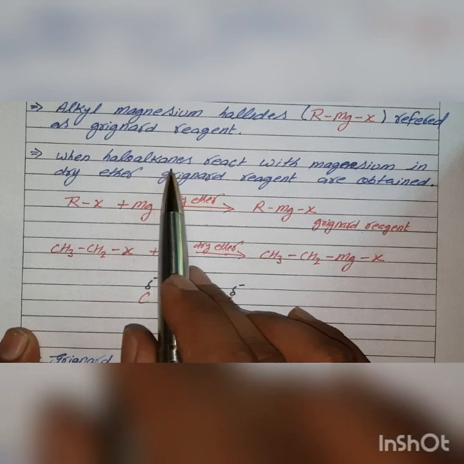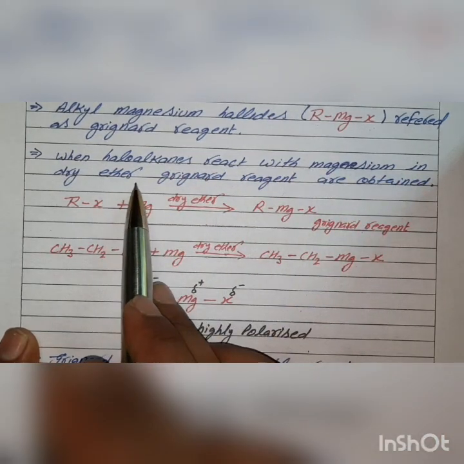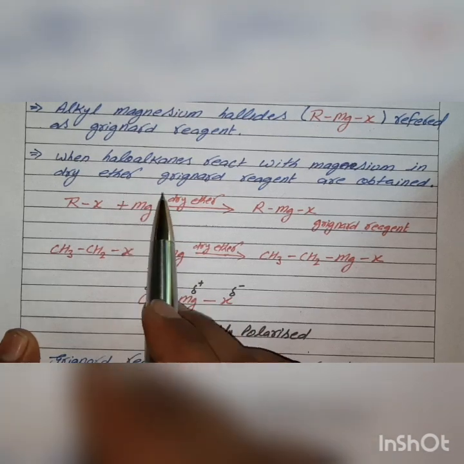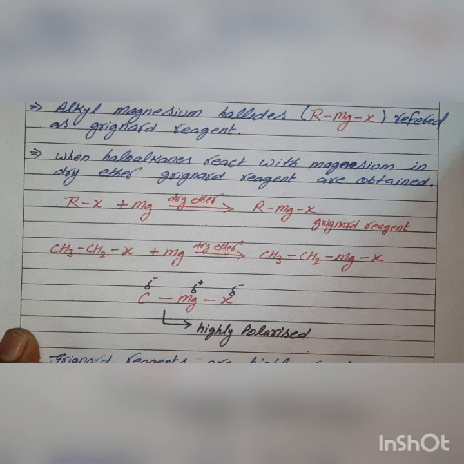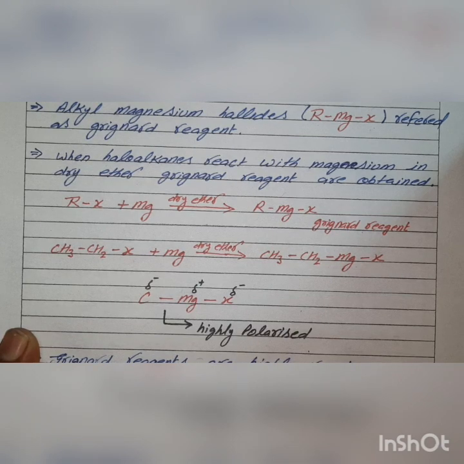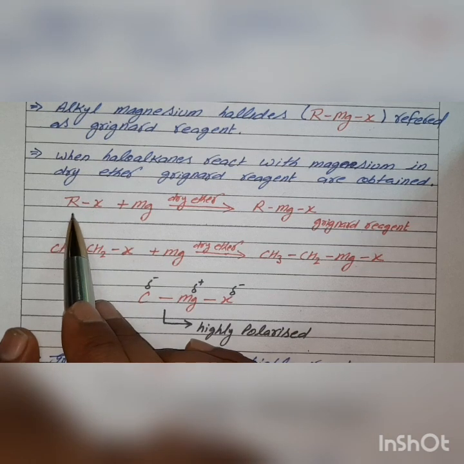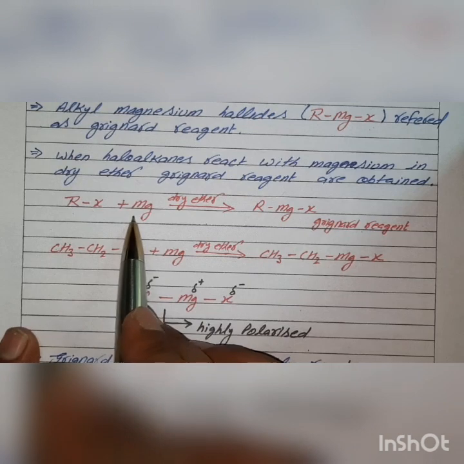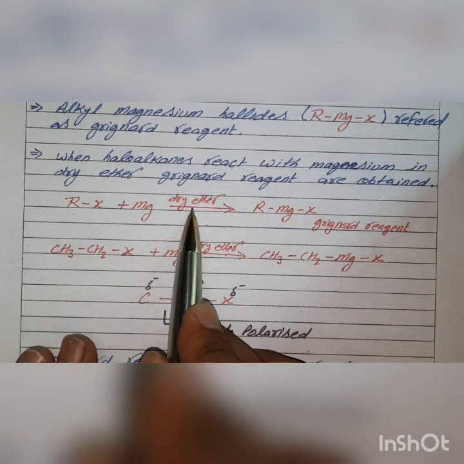When haloalkanes react with magnesium in dry ether, Grignard reagents are obtained. Just like RX, which is a haloalkane, when it reacts with Mg, magnesium, in the presence of dry ether, it forms a Grignard reagent.